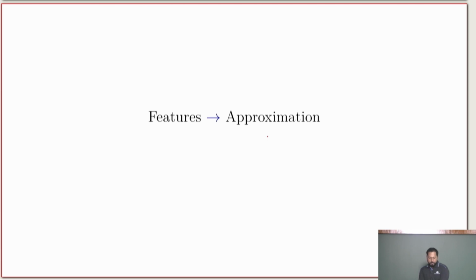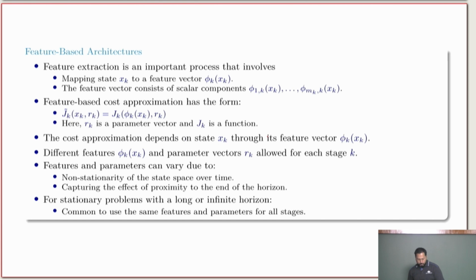If we assume that we have some features extracted, here by feature we mean features of a state. Okay, so if we have some way to compute those features, let's say those features are phi k. So given a state xk, let's say the corresponding feature vector is phi k, right? And this feature vector length is mk. Okay, so let us say this feature vector length is mk.